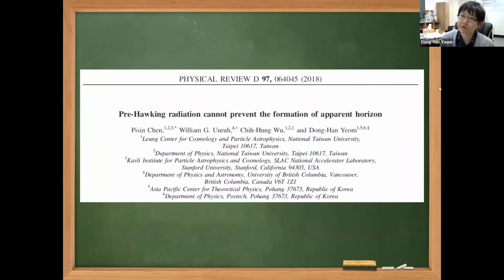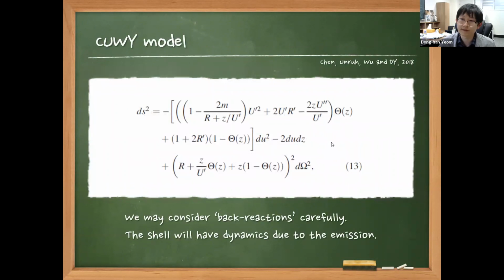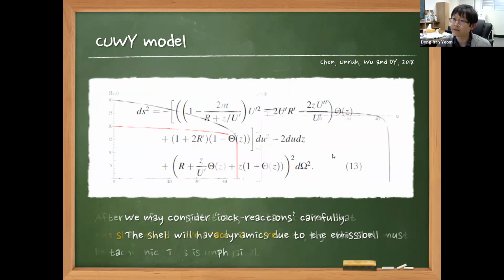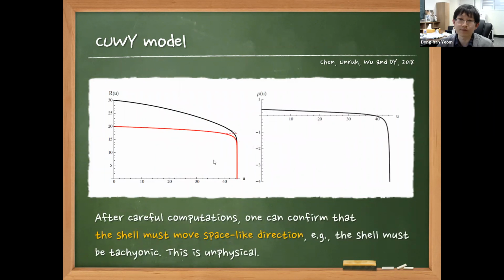And then in order to answer about the possibility, I myself and Pisin Chen, Bill Unruh, and Jeong Woo will consider the case critically. What we did, so I mentioned the KMY model, and in this model, what we did is the dynamical description of the collapsing shell. Based on this formula, we can see the dynamics of the shell consistently. And this is the numerical result according to our computations.